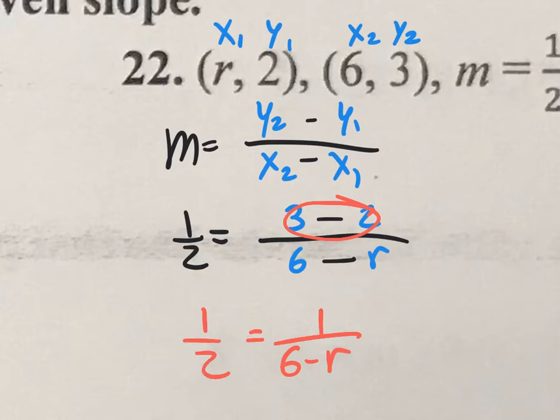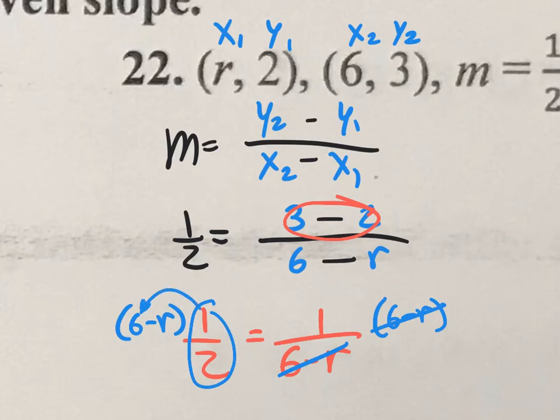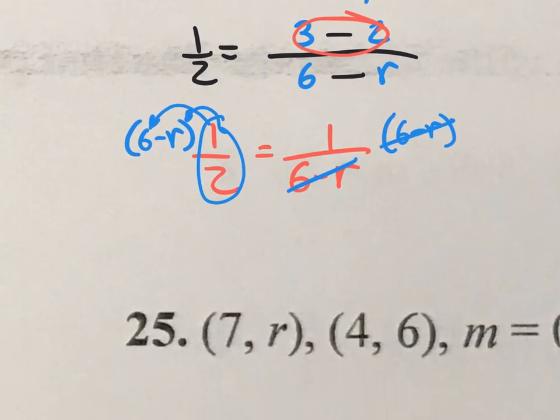So let's multiply both sides by 6 minus r. So right here it cancels. Over here it doesn't cancel. So you could distribute the 1/2. 1/2 times 6 and 1/2 times r. You could do that. There's many roads to the same place here. So if you did distribute 1/2 times 6, 1/2 times 6 is 3, and 1/2 times negative r is simply negative 1/2 r. And it does equal 1.